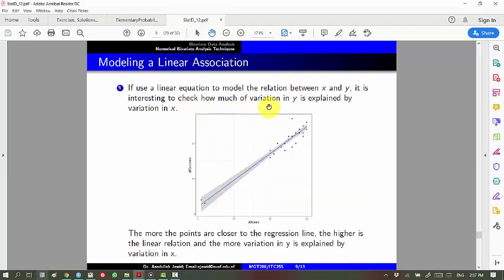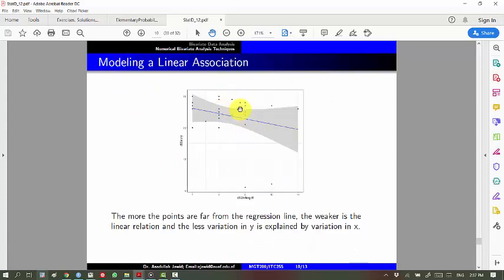If we use a linear function to model the relation between x and y, it's interesting for us to check how much of the variation in y is explained by variation in x. The closer the points are to this line, which is the scatter line, the more variation in y is explained by variation in x. The farther the points are from the line, the less variation in y is explained by variation in x. Why is the amount of variation in y explained by x important? Because we want to know, by a change in x, how much change in y would be explained.